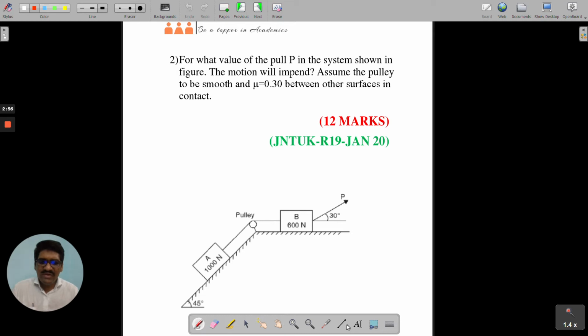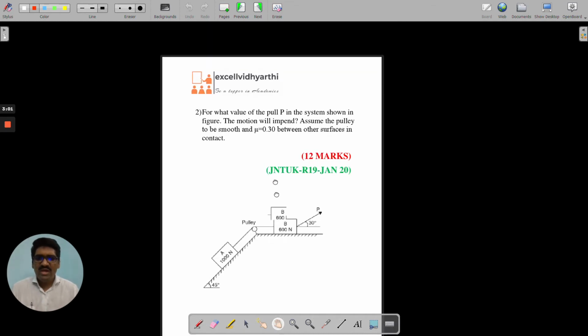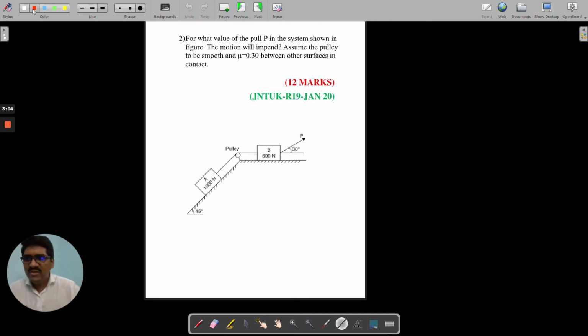Let me go for the construction of the free body diagram so you can understand the things clearly. Here I am going for the free body diagram. The first thing is the weight acting downward, and the second thing is the normal reaction. Next, this body's system is having impending motion towards upward. Motion is towards upward in this direction, so friction has to act downward. Am I right?